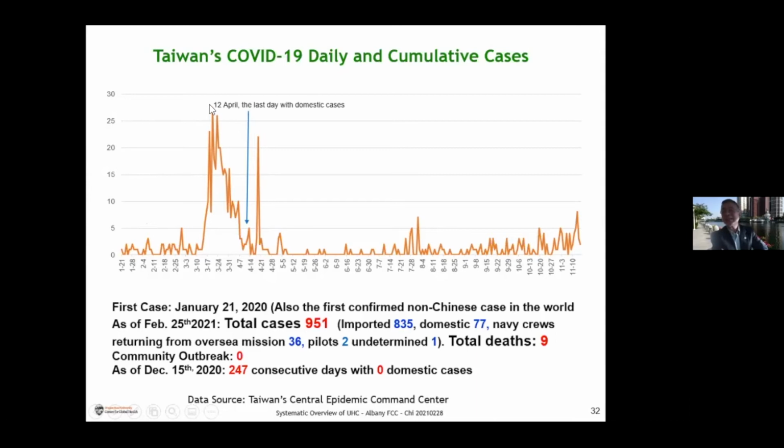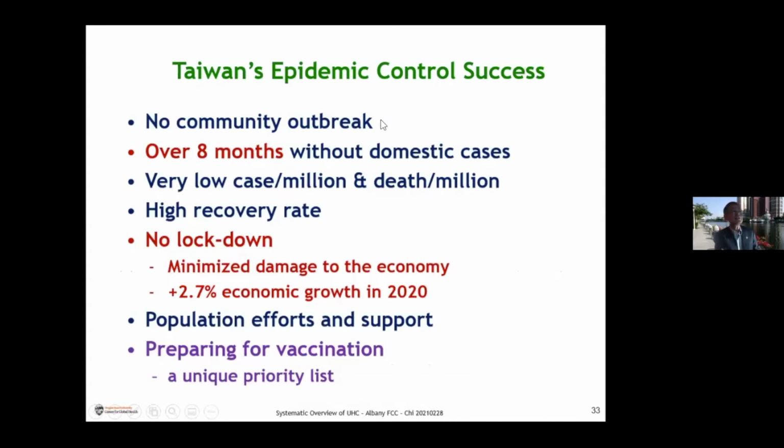So Taiwan never had any single day since the beginning of the pandemic in which the daily new cases exceeded 30. As of February 25th, with a 23.8 million population, they have a total of 951 cases. Of these 951, the vast majority were imported and they were quarantined. Only 77 were domestic. And the total deaths, 9. Between April and December 15, there were 247 consecutive days with no single domestic case. So the epidemic control success resulted in no community outbreak, over 8 months without any domestic case, low cases per million, deaths per million, high recovery rate, and remarkably, never locked down.